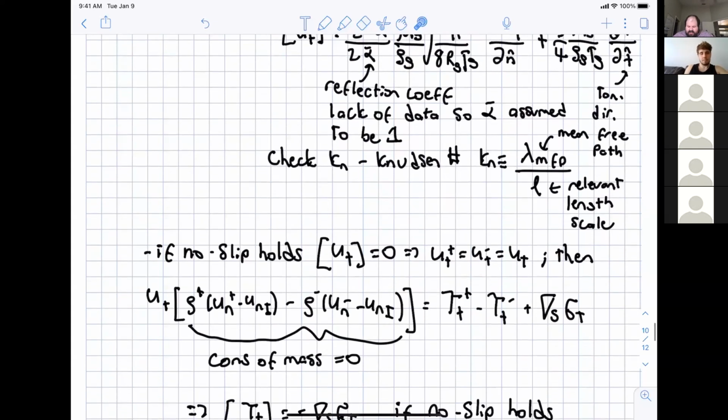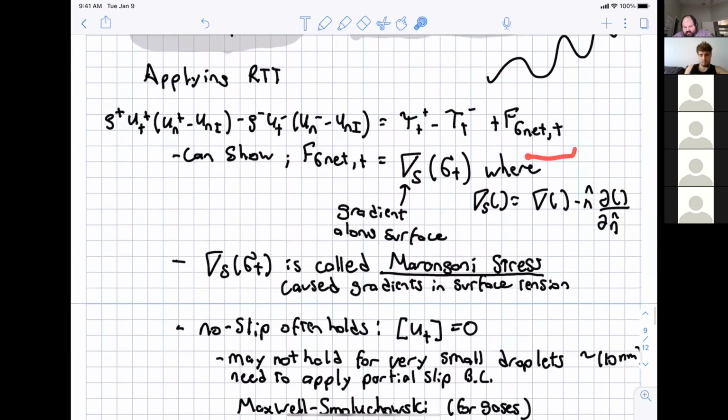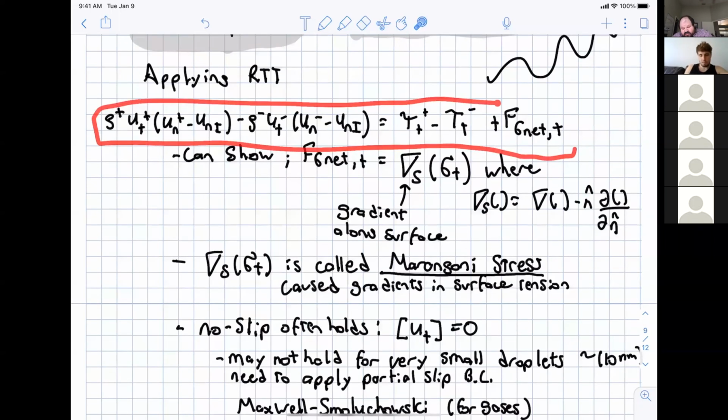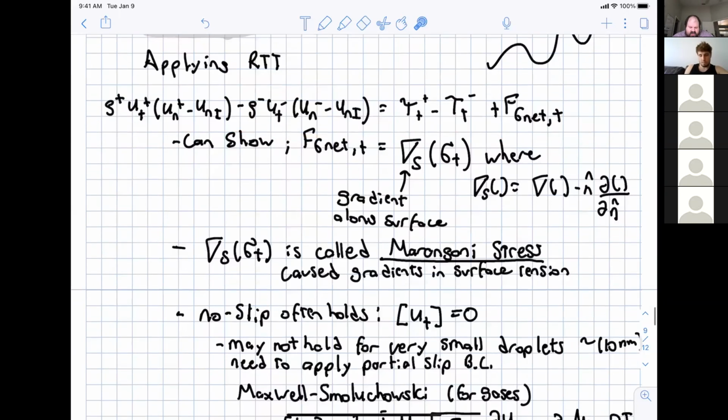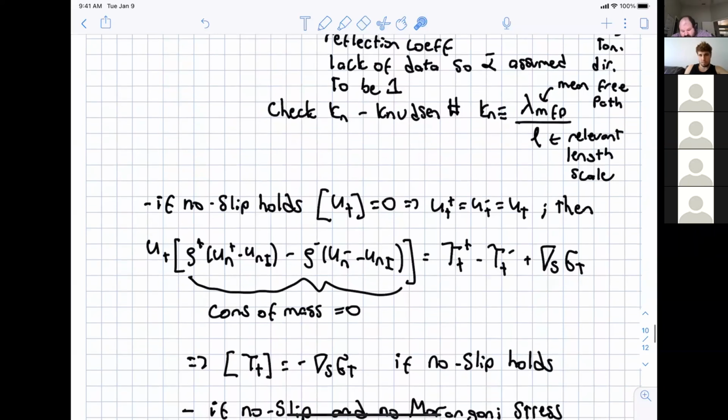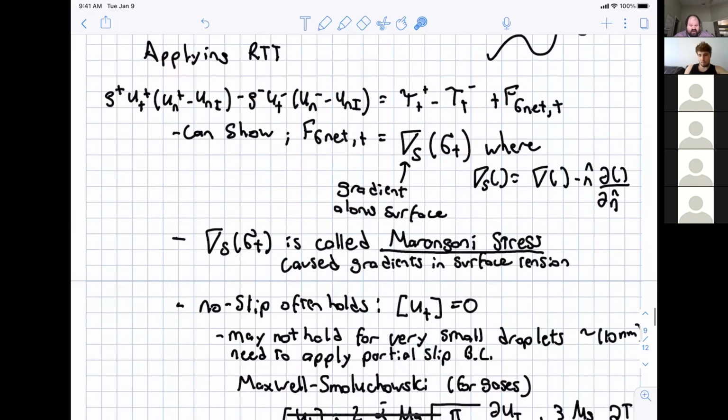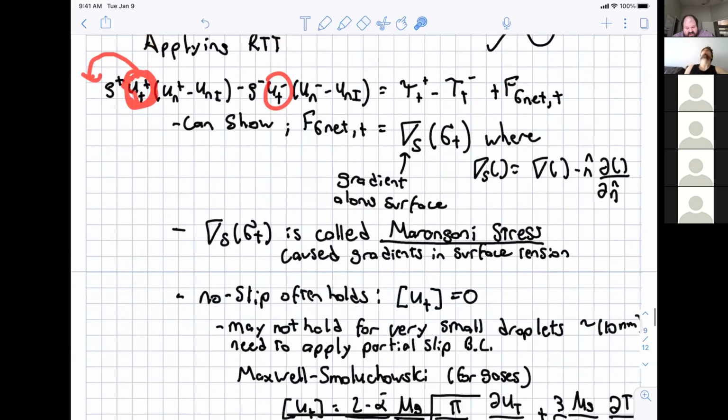But if no slip holds, which is most of the time, this nasty looking tangential momentum conservation equation across the surface simplifies tremendously. If no slip holds, then we can easily argue that the tangential velocity on the plus side is equal to the tangential velocity on the minus side, and I'm just going to call that some U tangent. What that allows me to do is factor out the same parameter, and then collect these two terms.